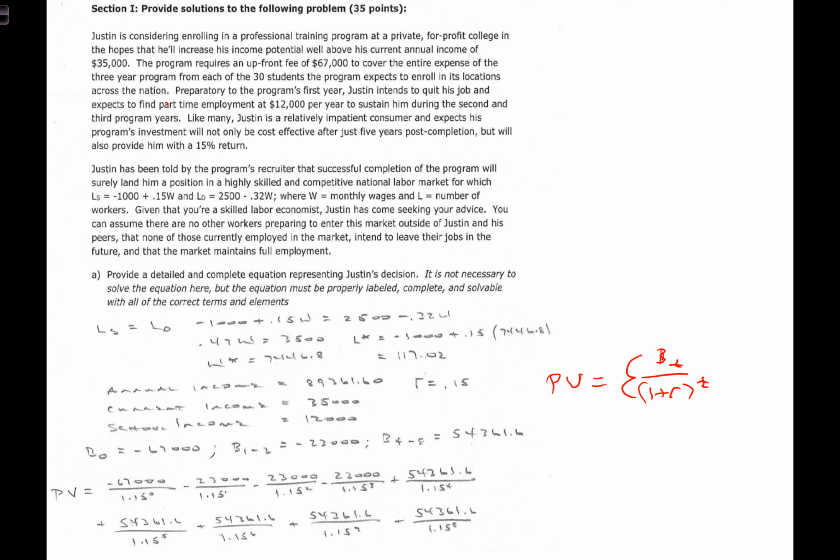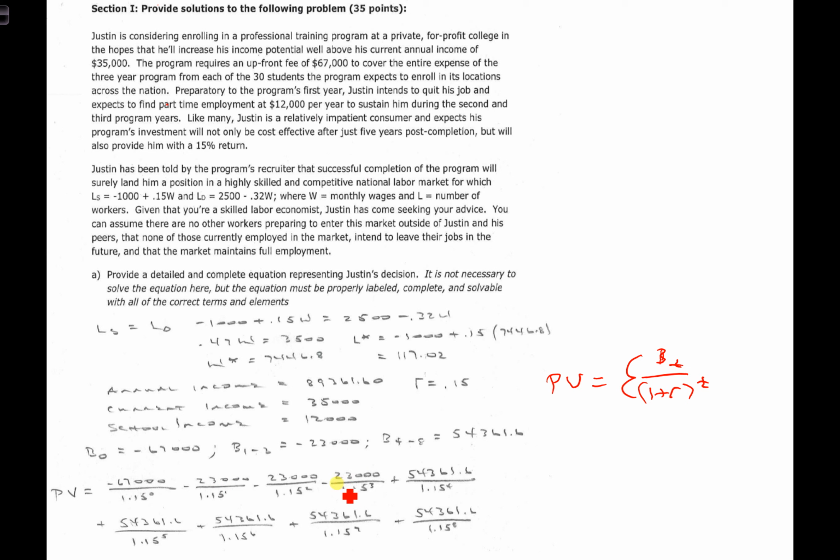You just need to give me the form of the equation. And in this case, I went ahead and said, I've interpreted this as a $67,000 cost at time zero. That's the upfront cost, divided by 1.15, or 1 plus r to the t being 0. And then a series of negative $23,000 values for years 1, 2, and 3.